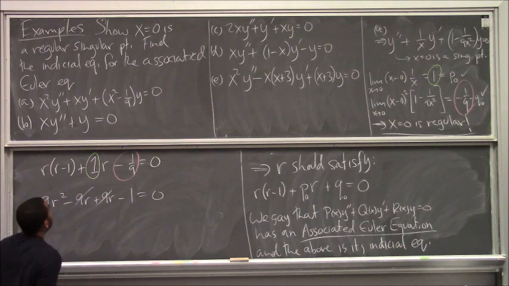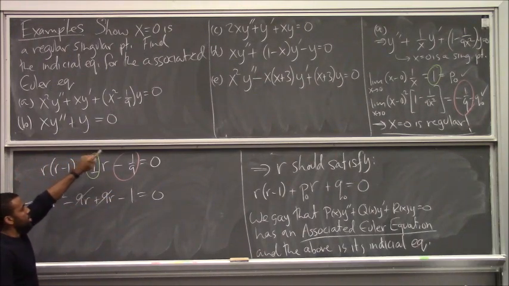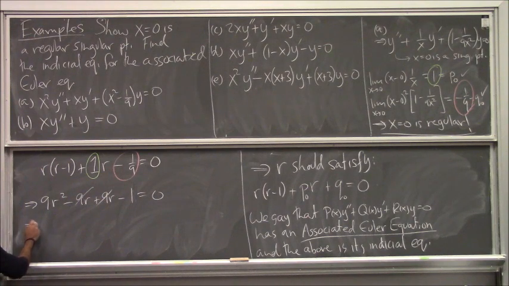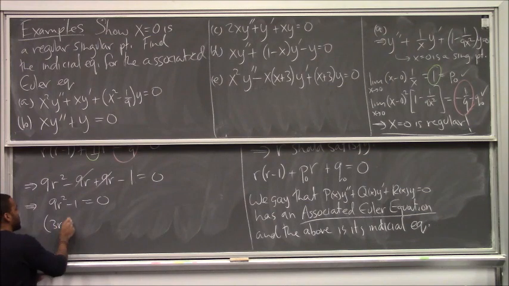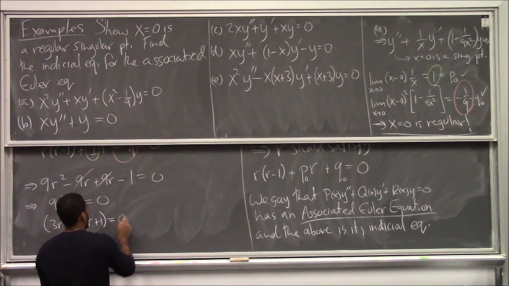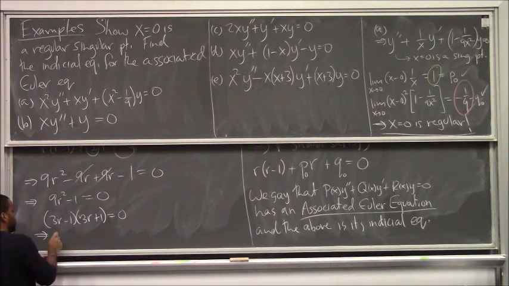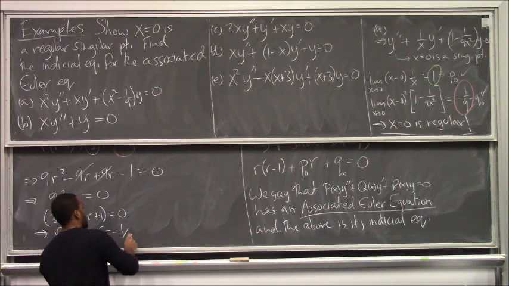Wait, where does 9 come from? I multiplied through by 9 to get rid of this fraction. So that's a 9 here, that gets to be a 9, that gets to be a 1. So this gives us what? Right, so 9r squared minus 1 equals 0. So this is 3r minus 1 times 3r plus 1 equals 0, which means we have two roots here. r is equal to 1/3 or r is equal to minus 1/3.